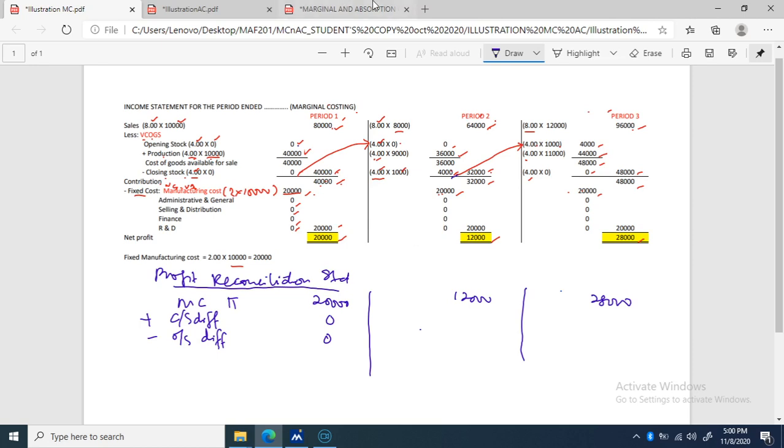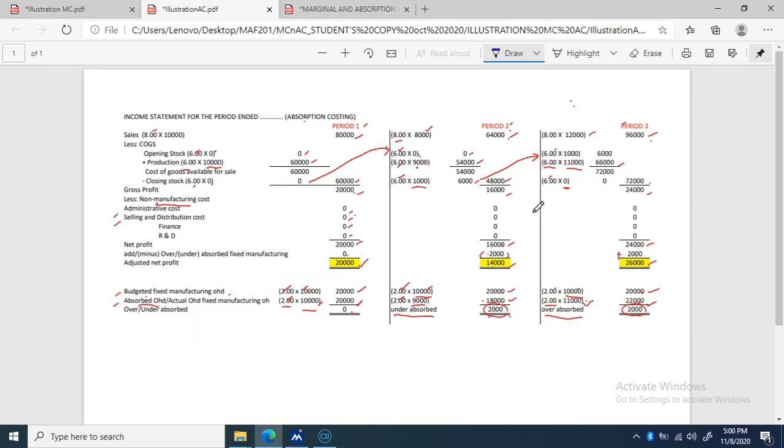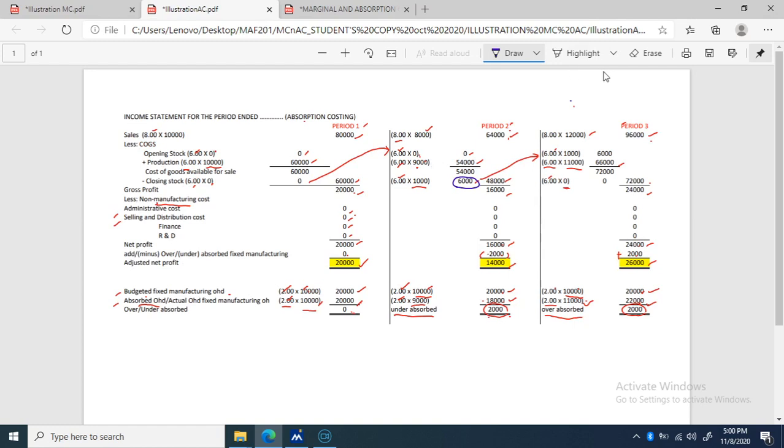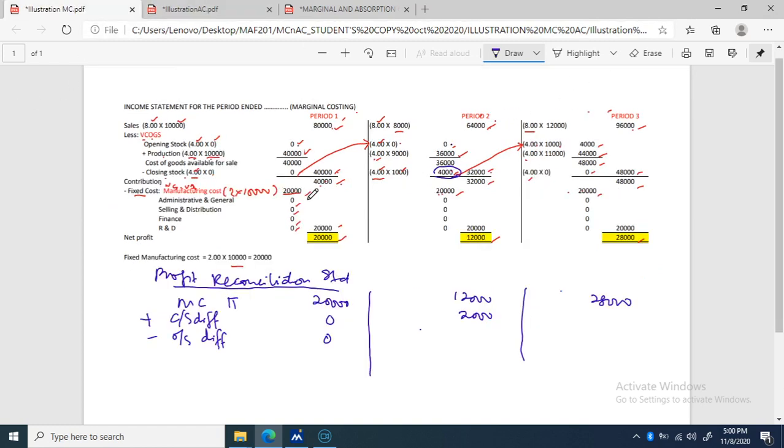Refer to absorption costing. How much is the closing stock? It is 6,000 here. Marginal costing is 4,000. So the difference is 2,000. Plus closing stock difference minus opening stock. Opening stock here is 0, and absorption costing is also 0. So minus 0.